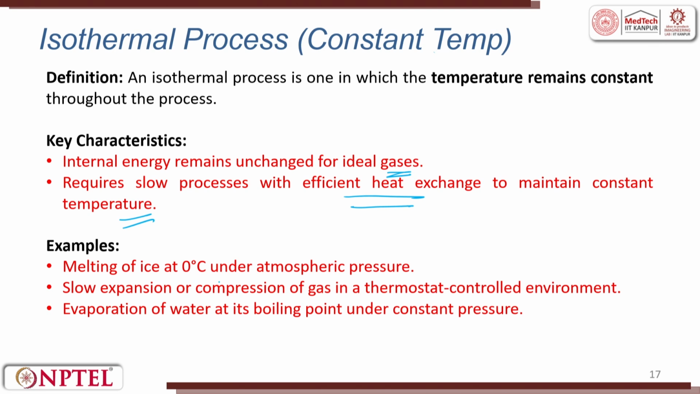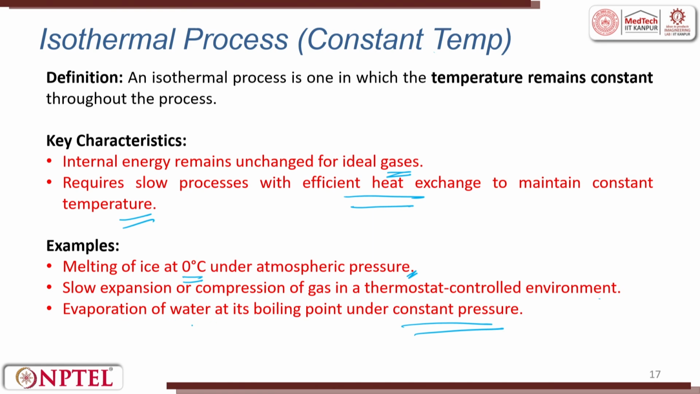Melting of ice at 0 degrees under atmospheric pressure falls in the example of isothermal process. Melting of ice at 0 degrees Celsius under atmosphere, right? Very slow it can happen. Slow expansion or compression of gas in a thermostat controlled environment. Slow expansion or compression of a gas, which is used in AC cooling. Evaporation of water at its boiling point under a constant pressure. All these things are isothermal process.